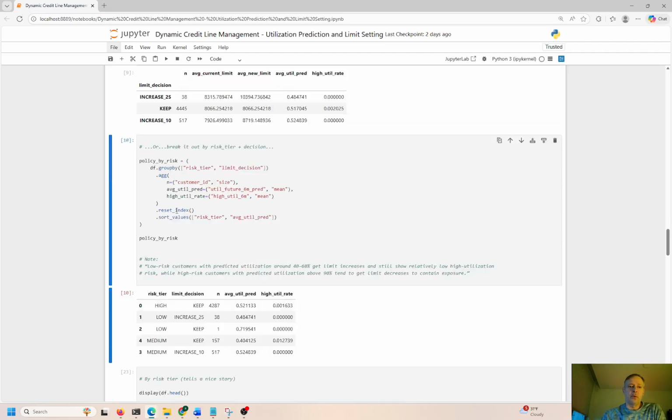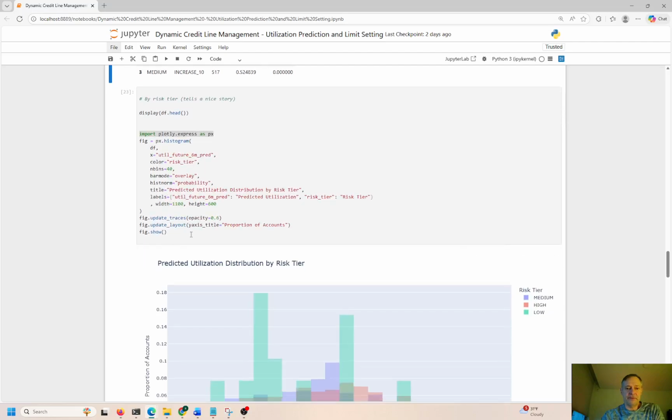Continuing on, breaking out by risk tier and decision. So kind of the same thing, but by risk tier: high, low, medium, limit, decision, keep, increase, number of people. So most fall into that keep, the same. They're not going to dynamically increase or decrease. That's fine. Let's look at a couple charts here.